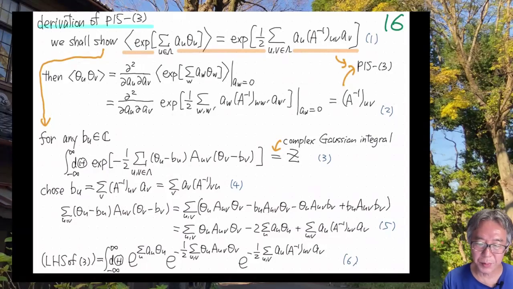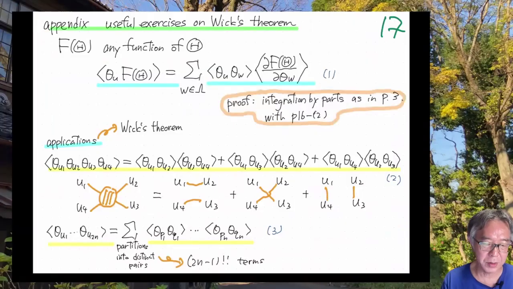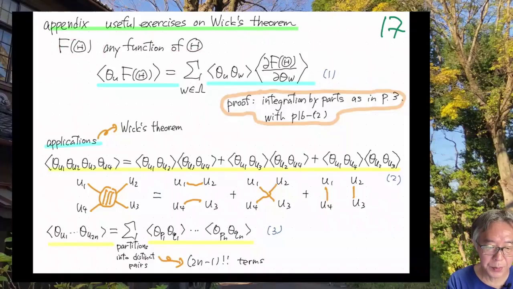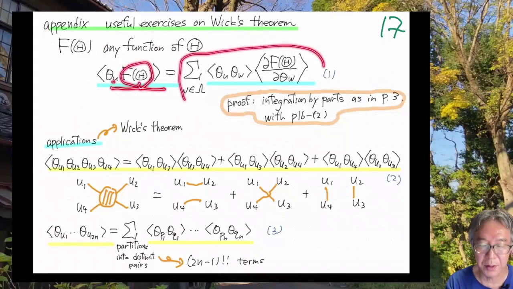But since I talked about Gaussian integrals, this is a useful exercise. And in this appendix, I want to talk about something called Wick's theorem. We don't use this, but probably it's better knowing this. Let f of theta be any function of theta. Then the expectation value of theta_u times f of theta is exactly written like this.